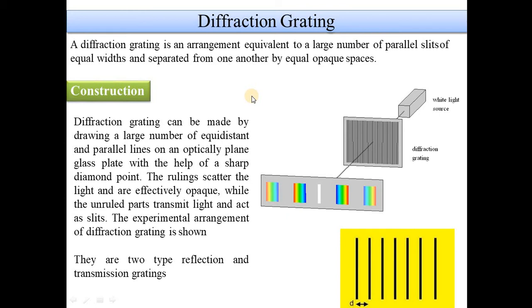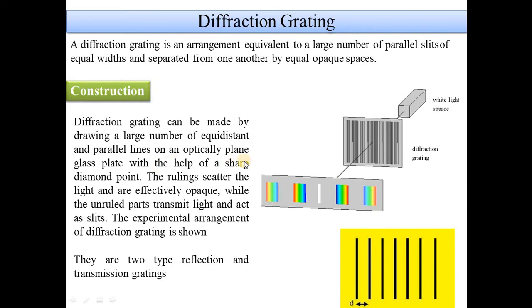Rutherford also did experiments on this, and he tried to rule out lines on metal with the help of an automatic dividing engine. Later on, a scientist named Wood used glass as a suitable substrate for constructing large gratings. And basically, the diffraction grating is used.